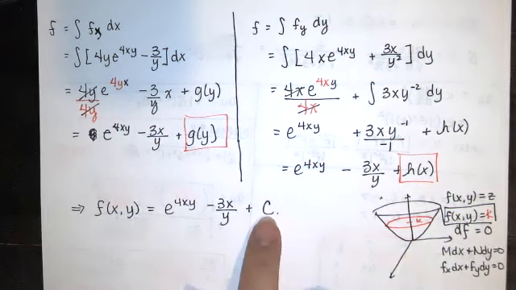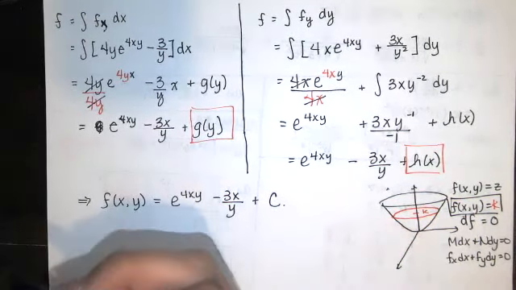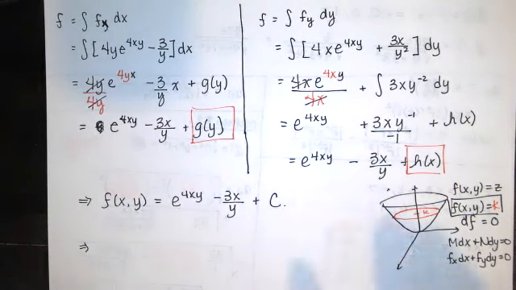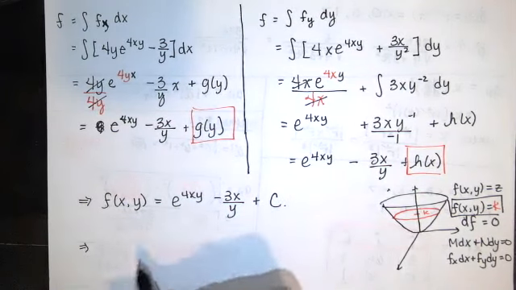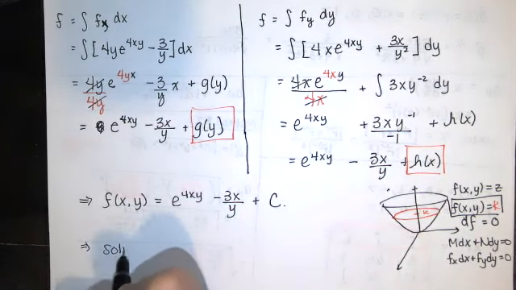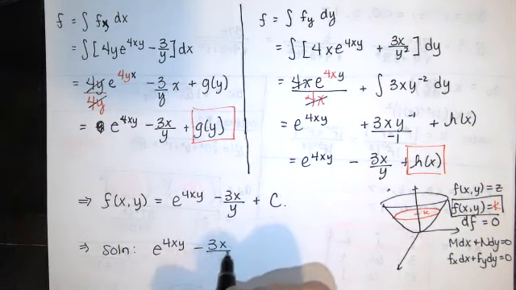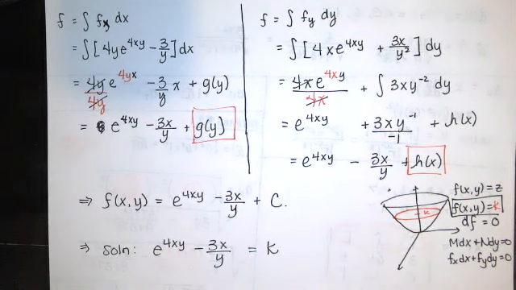So this is not our solution. The solution is a level curve of some function of two variables. So the solution is this equals a different constant, and I'll let the constant on the right absorb the constant on the left. So the solution is this, e to the 4xy minus 3x over y plus c equals k, where k is just a constant. Now that is a family of solutions, and it's an implicit family of solutions.